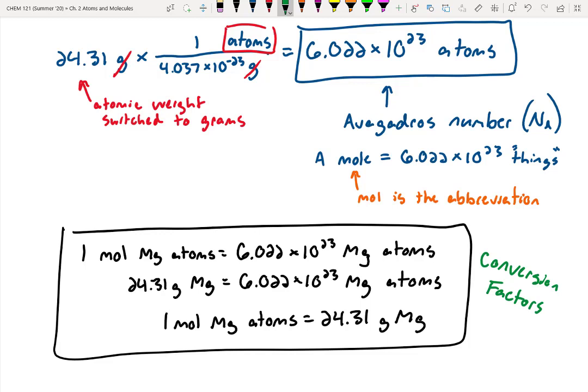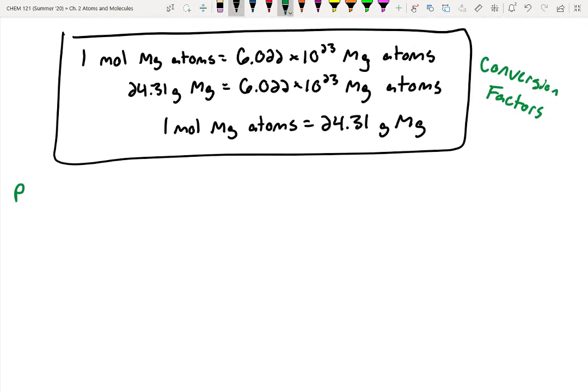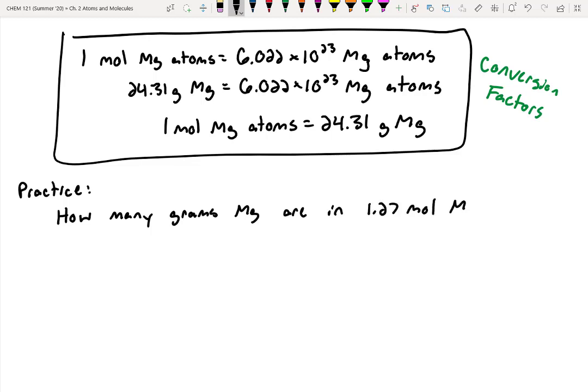So let's go ahead and do a little bit of practice with this. So let's practice again just using magnesium. Okay, so how many grams of magnesium are in 1.27 moles of magnesium? Okay, so let's try to figure out how to set this up. So I always start with what I know, which is 1.27 moles of magnesium. And then I want to use my conversion factor to eventually figure out how many grams there are, right? In this case, I need to cancel out moles in order to get to grams. So I'm going to put moles on the bottom right here. And you can tell we want grams out, so I'm going to put grams of magnesium on the top.